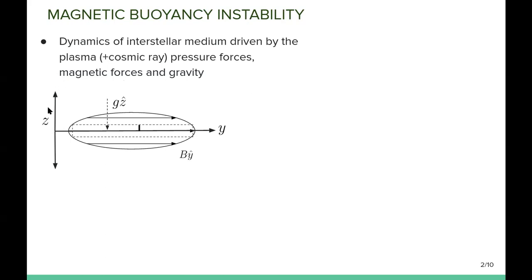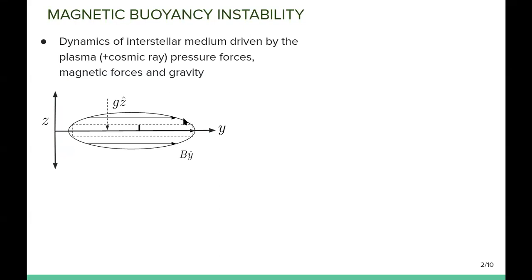Here we have a cartoon which shows a disk galaxy with a gravitational force acting towards the center of the galaxy and a magnetic field in the horizontal Y direction. The vertical direction is Z and the horizontal direction is Y. This system is assumed to be vertically stratified. That means that the magnetic field and the plasma density are functions of Z.